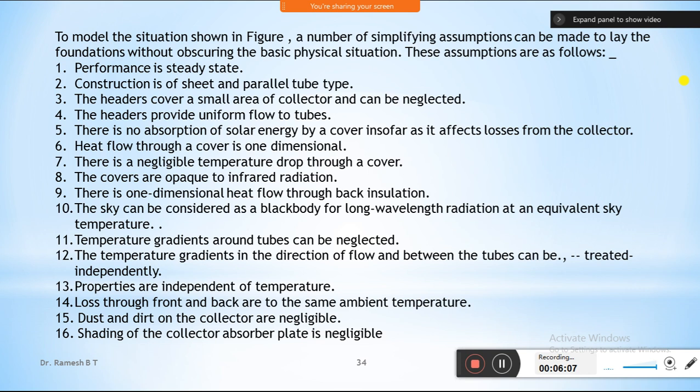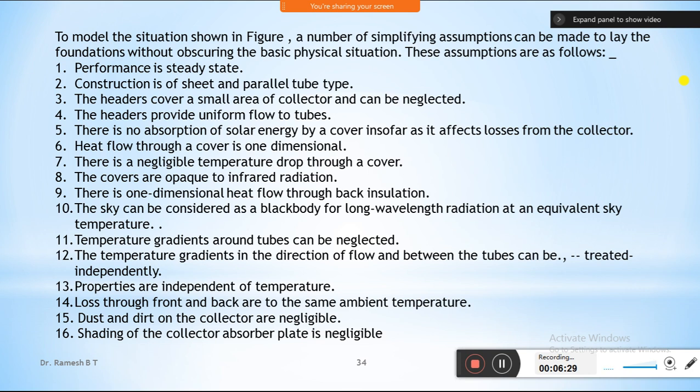In the back insulation also there is one dimensional heat flow. And the sky can be considered as a black body. We know that the sky actually is a black body, and because of the reflection it looks like a blue color. So here we are going to consider the sky as a black body for longer wavelength radiations, which means the sky will absorb all the longer wavelength radiations which are reflected from the cover.